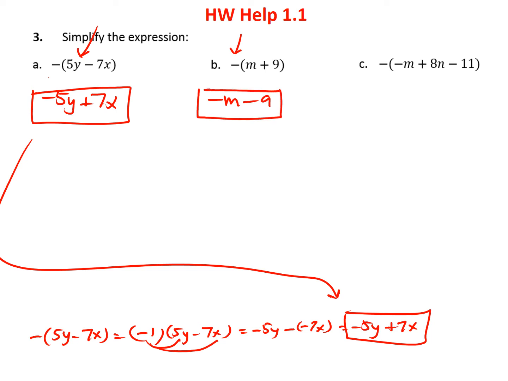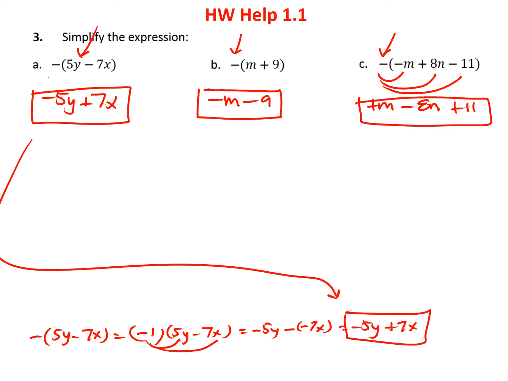Now here they're just trying to make it a little more complicated by putting more stuff inside. But let me just see. What's the opposite of negative m? The opposite of negative m is positive m. What's the opposite of 8n? The opposite of positive 8n is minus 8n. And then what's the opposite of minus 11? Plus 11. And there's our answer.